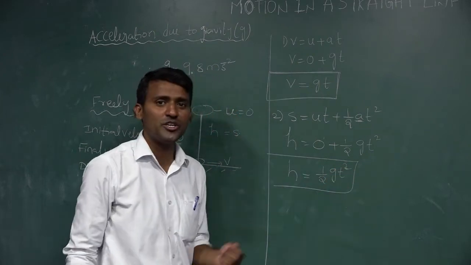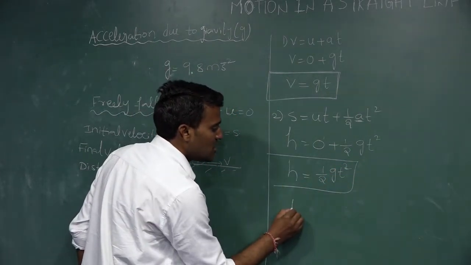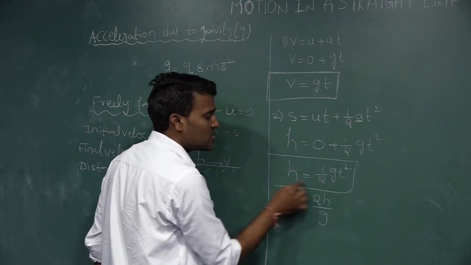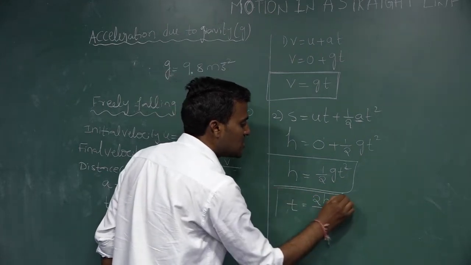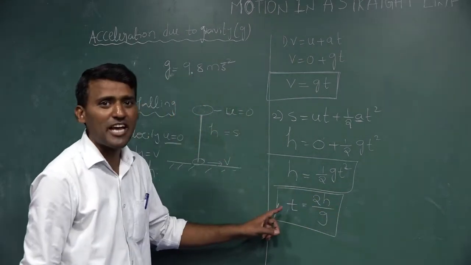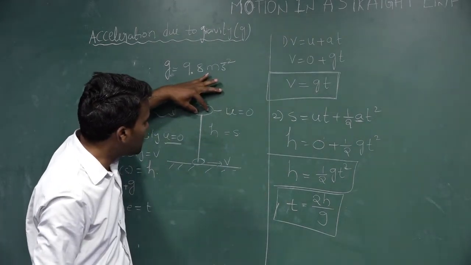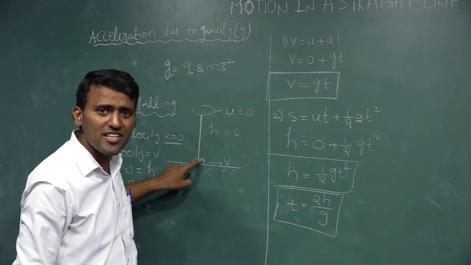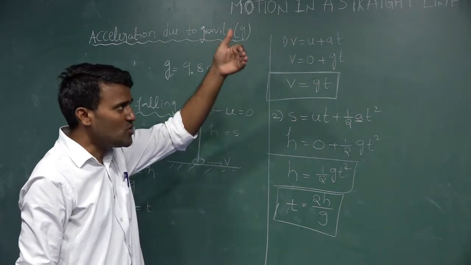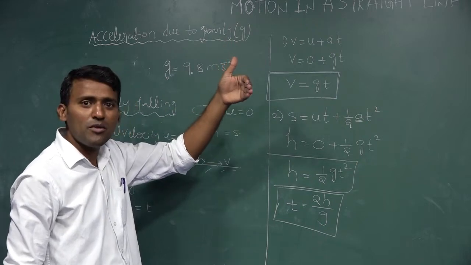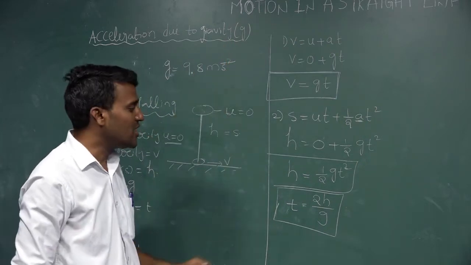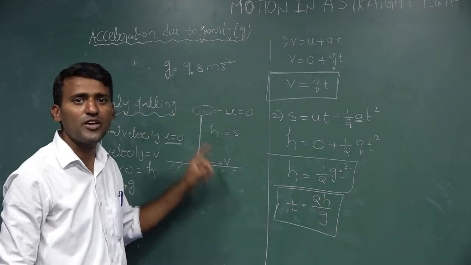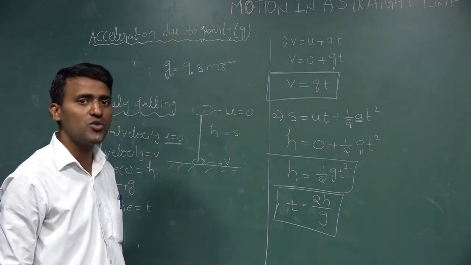Now from this equation I can write the time equation also. t is equal to square root of 2h by g. What is this time? Time taken by the body to reach the ground from this height. Just now I dropped an object. What is the time taken by the body to reach the ground? If you know the height, you can calculate the time. So t is equal to square root of 2h by g.